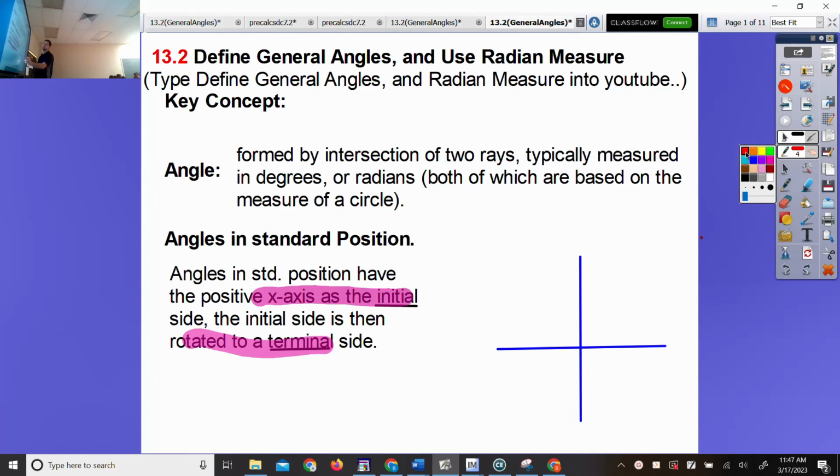So we always start by drawing here on the X axis, and this is the initial side. And then angles rotate. I'm just going to do a common rotation. I'm going to rotate to about right here in quadrant 3. That would be where the angle terminates.